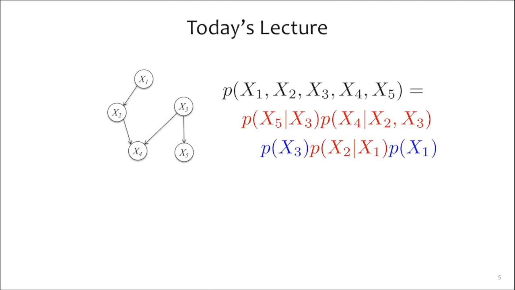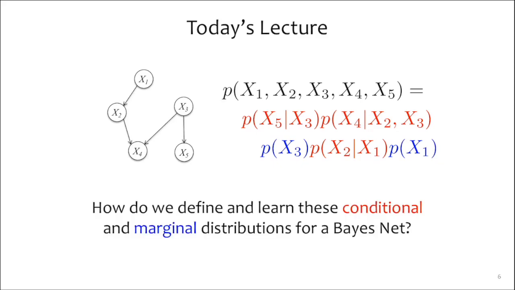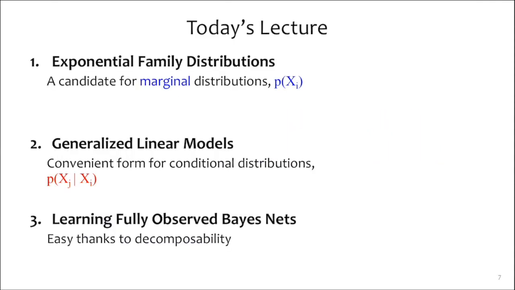So today we are going to talk about what are the appropriate ways of modeling, although this is not the only way, but it's a very convenient way of modeling these conditionals and marginals. So the focus would be first talking about marginal distributions that are here represented by blue, and the red, which are basically conditionals that we talk about in the form of generalized linear model.